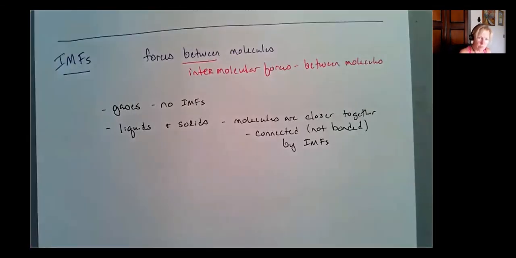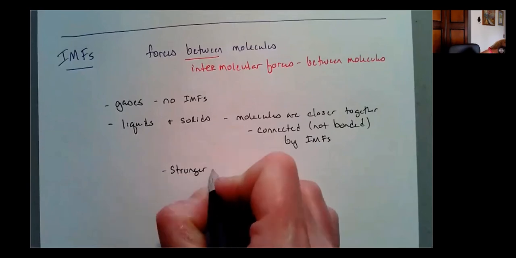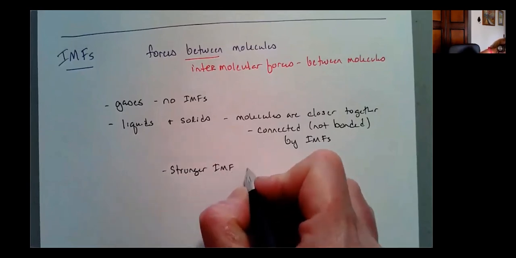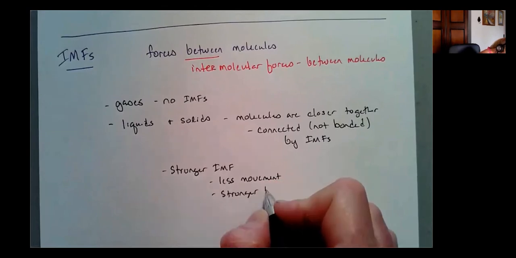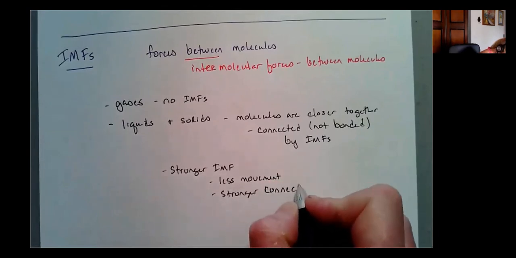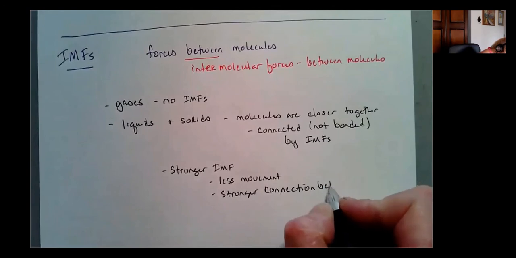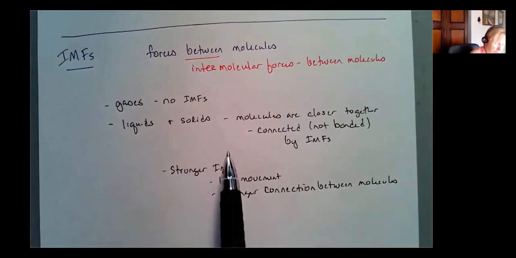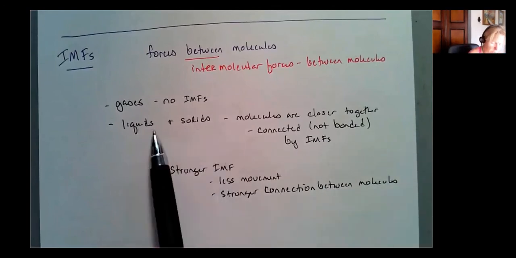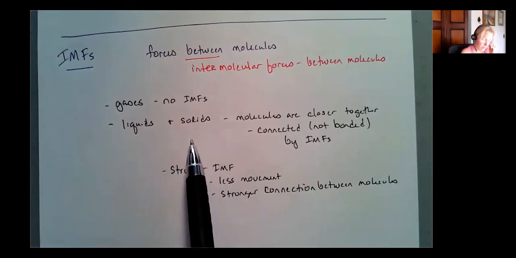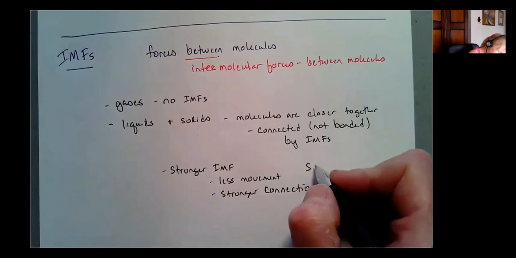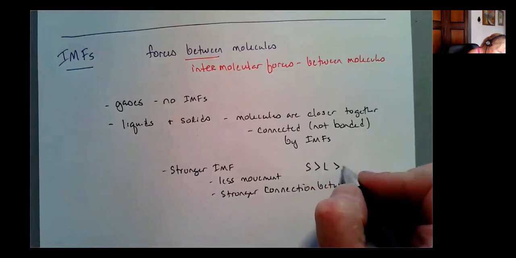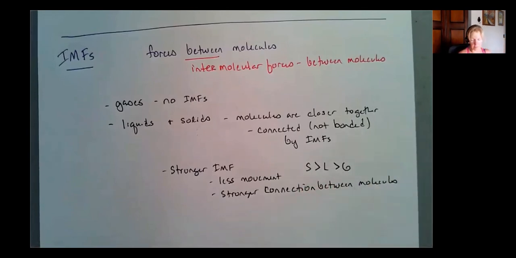So the stronger the intermolecular force, the less movement, and the stronger the connection. I almost said bond between molecules. So solids have stronger intermolecular forces than liquids. That's what makes them solids, right? So you're constricting the movement. So a solid is greater than a liquid, which is much greater than a gas, because a gas has no intermolecular forces to begin with.